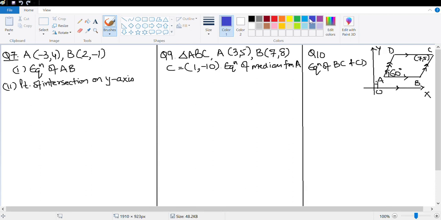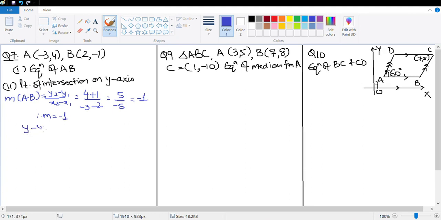So to calculate the equation of AB, again 2 points are given, which means I'll first need to find the slope. The slope of AB will be given by y2 minus y1 upon x2 minus x1. In this case, y2, let's take it to be 4, minus y1, which is minus of negative 1, which is plus 1, upon x2 is negative 3, minus of 2, which means 5 upon negative 5, which means negative 1. Therefore, m is equal to negative 1.